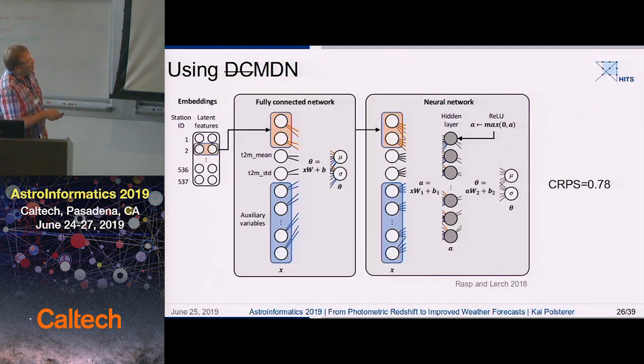And they had the auxiliary variables. And with a single hidden layer, they reached a CRPS of 0.78, published it last year, and it seems that it's now the state-of-the-art method in weather forecasting, a method that actually was introduced to measure redshifts of quasars photometrically. Then we spoke a little bit and figured out they are not using our architecture, they are using a tiny bit of it.